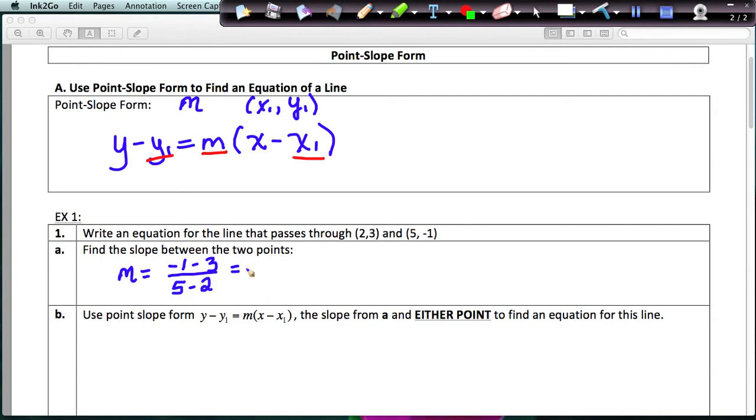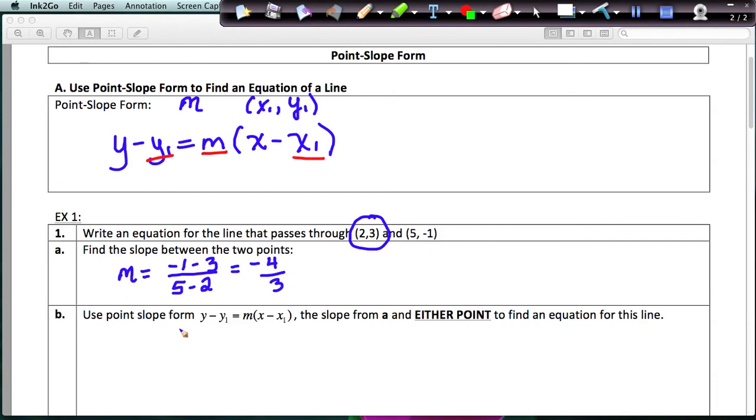Let's go ahead and simplify. -1 minus 3 is -4. 5 minus 2 is 3. So our slope is -4/3, and I'm going to leave it as an improper fraction like that. It now says use the slope from part A and either point to find the equation for this line, using point-slope form. So I have my slope, and it doesn't matter what point I pick to plug into the formula. I always just pick the easiest one. Whichever one you pick, you'll get the same answer in the end. But I'm just going to pick (2, 3), only because it doesn't have a negative number in it, and it's just less room to make a mistake. But you could pick (5, -1) if you wanted.